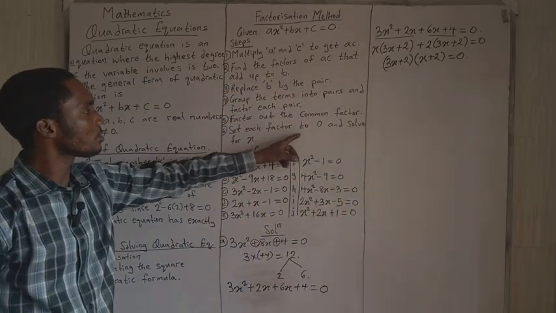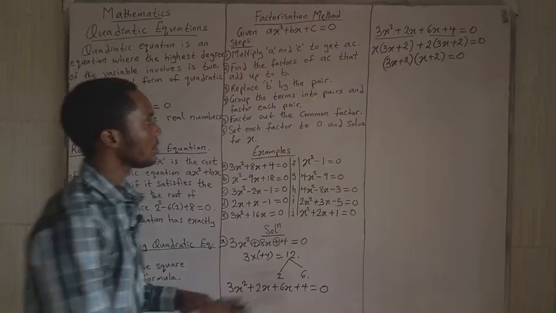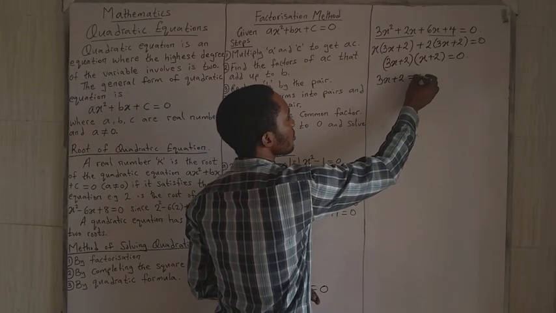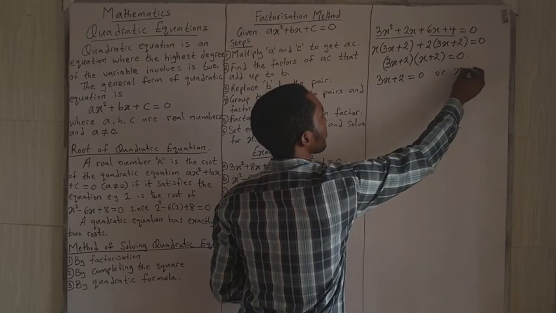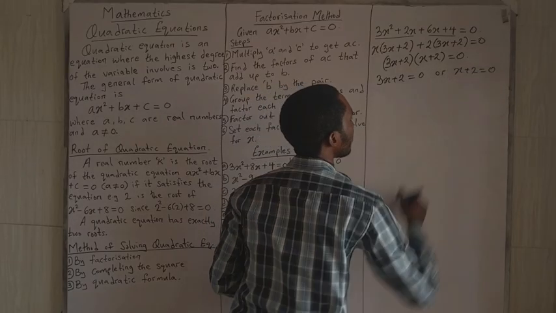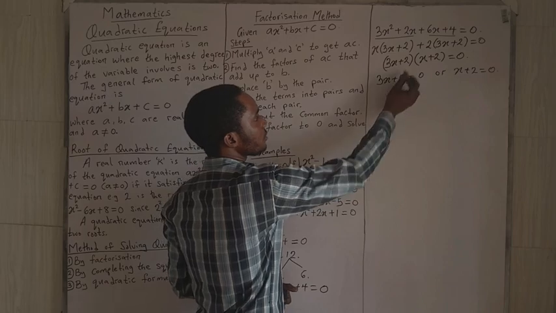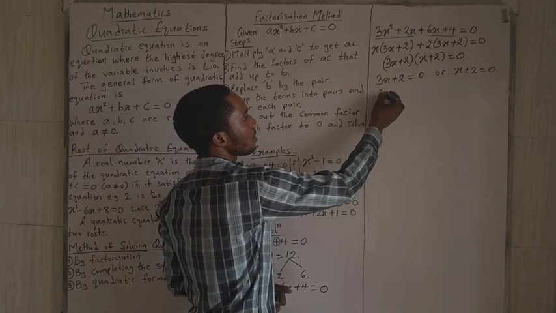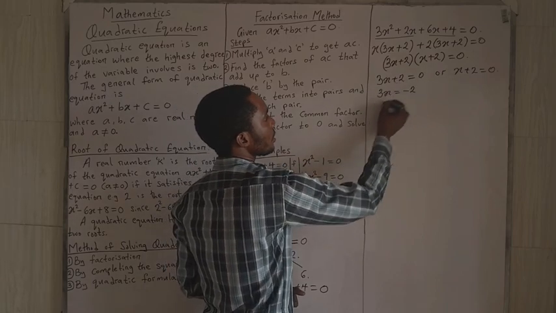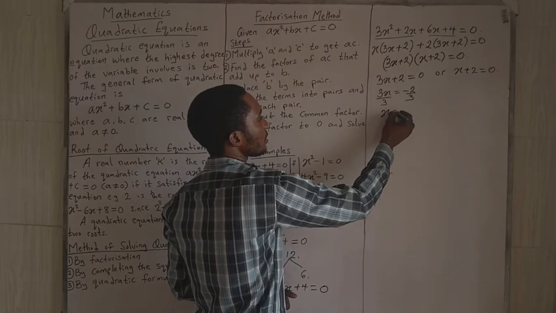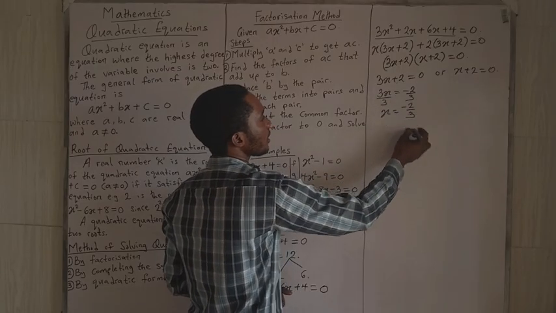Set each factor to 0 and solve for x. We have 3x plus 2 equals 0 or x plus 2 equals 0. To solve for x, we need to move plus 2 to the other side of the equation. Divide both sides by 3. x is equal to minus 2 over 3.